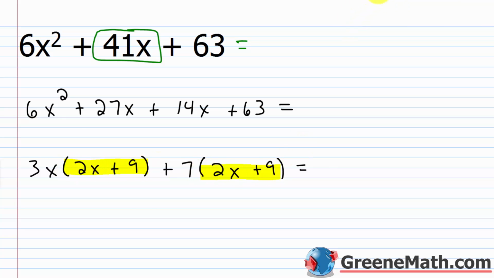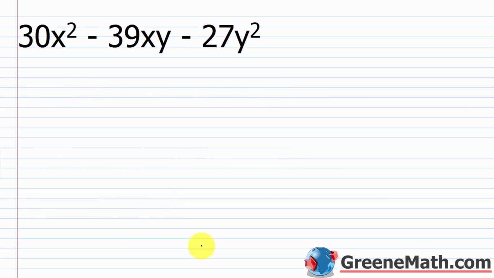Okay, everybody can see that. So if we factor this, we're going to have a 2x plus 9, this quantity multiplied by 3x plus 7. So this is our factorization. We get 2x plus 9, that quantity multiplied by the quantity 3x plus 7. All right, let's take a look at one that has two variables involved.